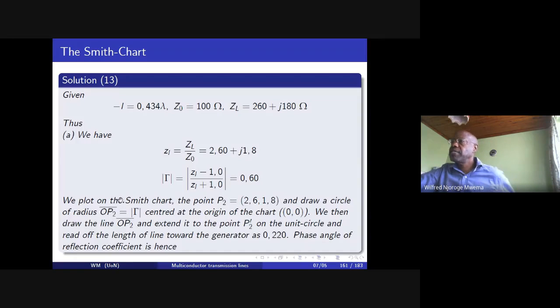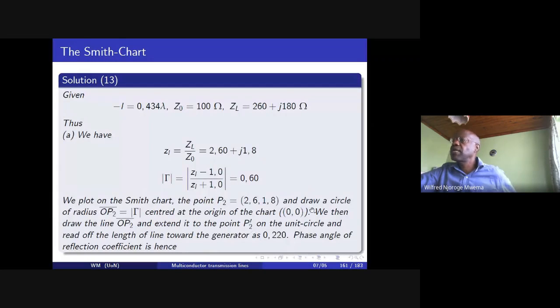So we'll plot on the Smith chart the point P2, which is just 2.6 and 1.8, and draw a circle of radius from the origin to that point, equal to gamma. We'll measure a radius of 0.6. We then draw the line OP and extend it to the point P1 prime on the unit circle, and then read off the length of the line toward the generator, and this would appear as 0.220.